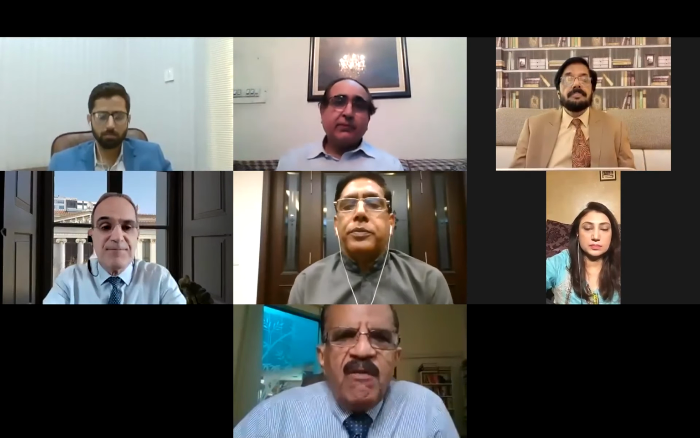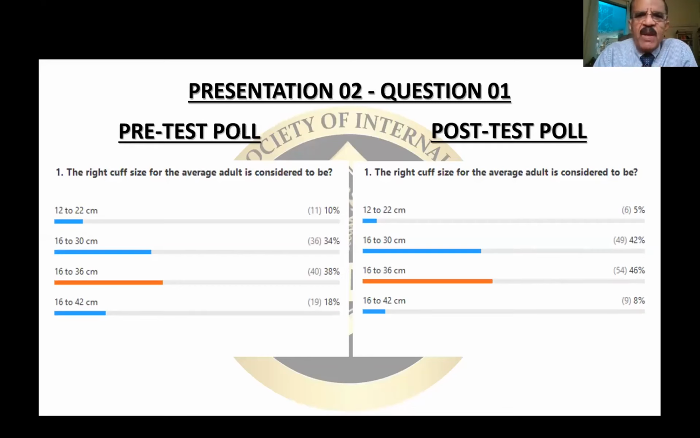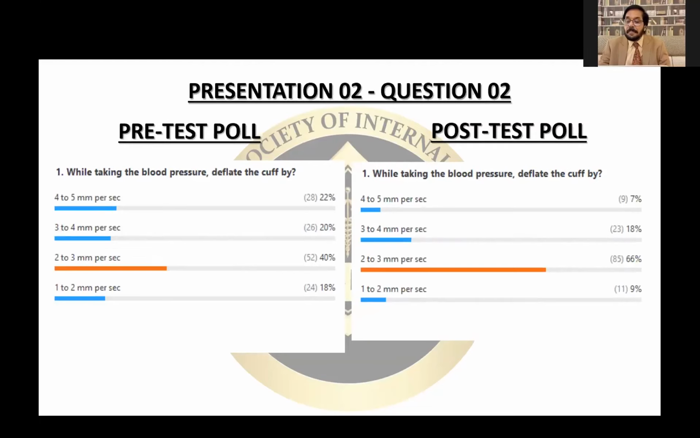Okay, thank you. I think we are now ready with the comparison of the pre-test and post-test. We'll display them, and I will request Professor Munir Azhar to comment if there has been some improvement. So if we go for the pre-test poll, the right cuff size for the average adult is considered to be. So pre-test was 38% and it rose up to 46%. So there's improvement. Next, please. Definitely. Next slide. Yes, there is a remarkable improvement. A lot of improvement. Blood pressure deflated the cuff. That was initially 40% and now 66%. Right. Next, please.